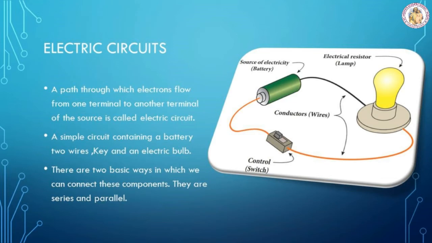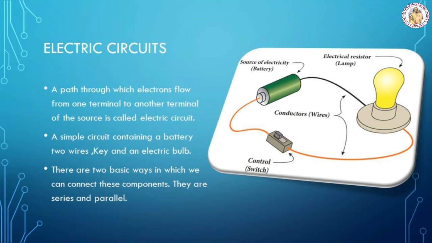A simple circuit consists of four elements. They are a source of electricity, that means battery, a path or conductor through which electricity flows, that is wire, a switch to control the circuit, and an electric resistor, that is lamp, which is any device that requires electricity to operate. The given picture shows a simple circuit containing a battery, two wires, key, and electric bulb.